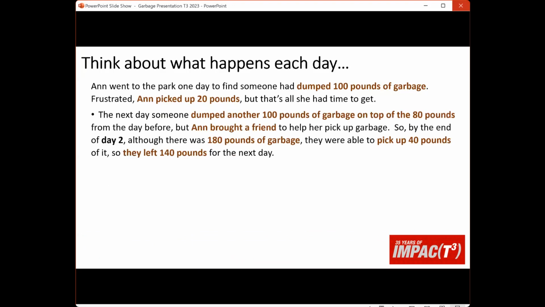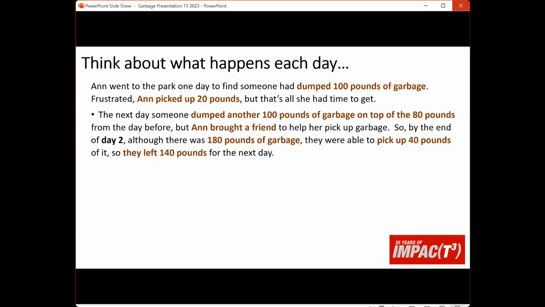Next, the next day, someone dumped another 100 pounds of garbage on top of the 80 pounds from the day before. But Anne brought a friend. So by the end of day 2, although there were 180 pounds of garbage in the park, they were able to pick up 40 pounds. So they left 140 pounds for the next day.